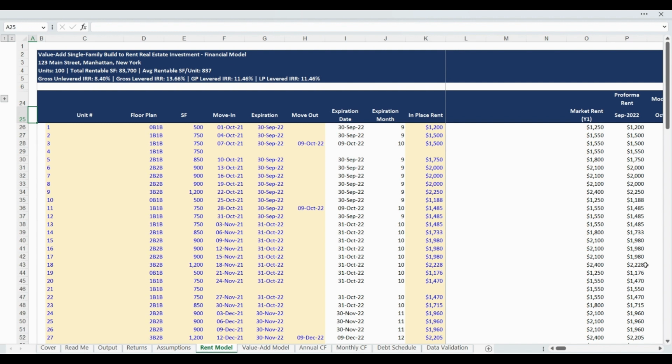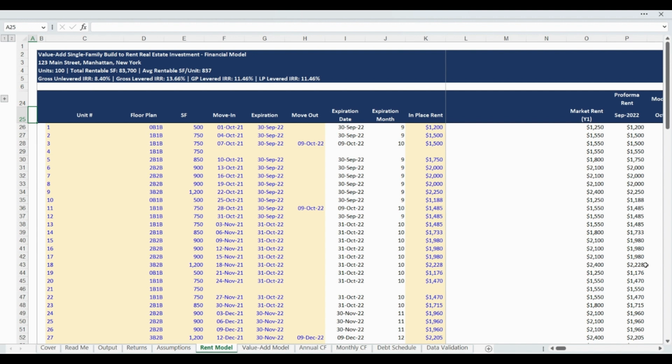Please note that if a unit is currently vacant, leave the move-in, expiration, and move-out date as well as the in-place rent input as empty. The rental revenue forecast module will forecast these units at market rent as of day 1 with turnover occurring on the month following the anniversary of the closing date on an annual recurring basis.